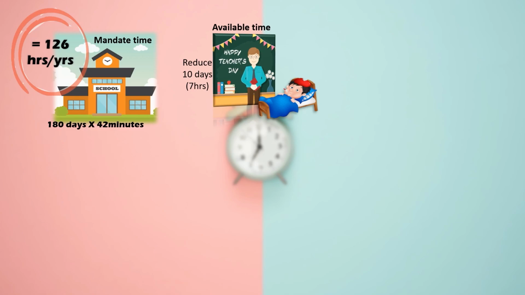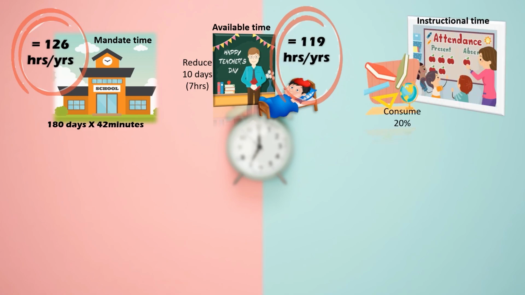So 10 days time 42 minutes, the available time will be 190 hours per year. The next is the instructional time. Let's say the tasks for taking attendance and passing the material in the classroom consume about 22% of the period time. Then the instructional time leaves only 34 minutes from 42 minutes. Then the instructional time is 96 hours per year.